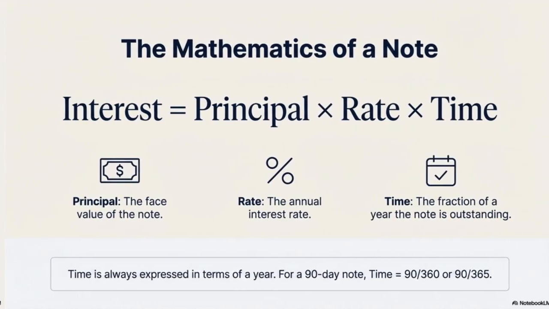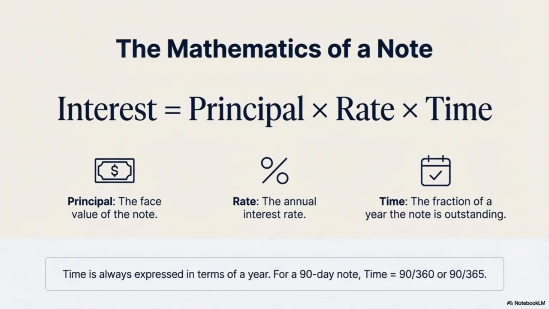We should probably touch on the math here. The formula is a classic. Principal times rate times time. Right. And since the rate is always stated annually, that time component is where you have to be careful. Has to be a fraction of a year. So for a 90-day note, it would be 90 divided by 365.